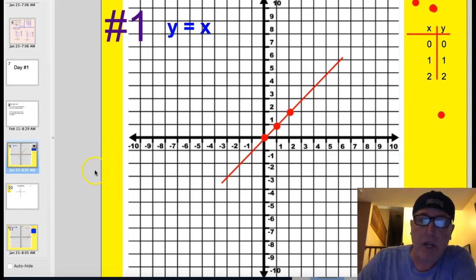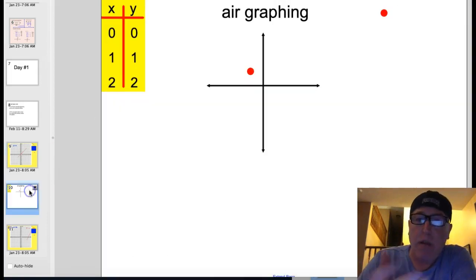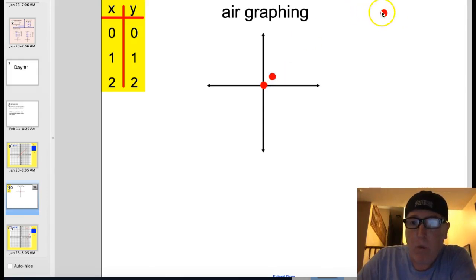Now, I want to be reasonable. I told you not to write yet, even though this is problem number 1. This is the way we're going to do this. Here's the graph, the table. I just want you to make a little XY graph like this. I call it air graphing, and just put the approximate position down. That would be about 0, 0. This would be about 1, 1. This would be about 2, 2.